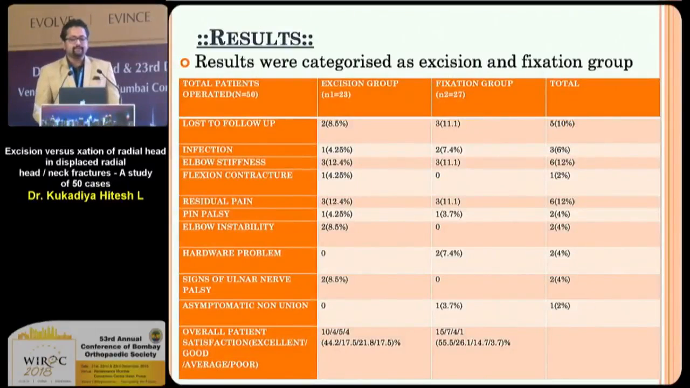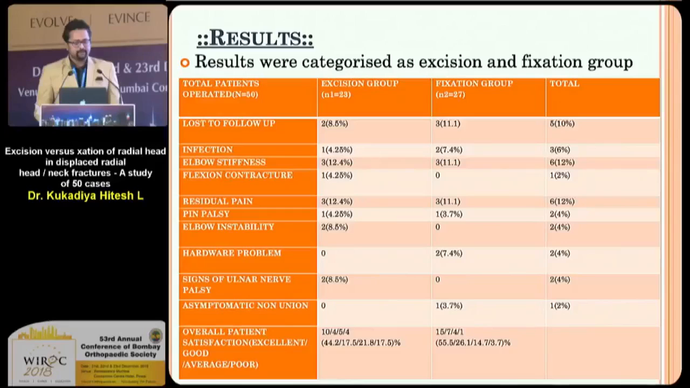Our results were categorized according to excision and fixation group. Excision group N1 is 23 and fixation group N2 is 27. Total patients lost to follow-up were 5. Infection was found in 2 patients in fixation group while in 1 patient in excision group. Elbow stiffness was present in a total of 6 patients, 3 in both groups. Flexion contracture was found at 9 months in 1 patient in excision group. Hardware-related problems were present in 2 patients in fixation group. Signs of late ulnar nerve palsy were present in 2 patients in excision group. Asymptomatic non-union was present in 1 patient in fixation group.